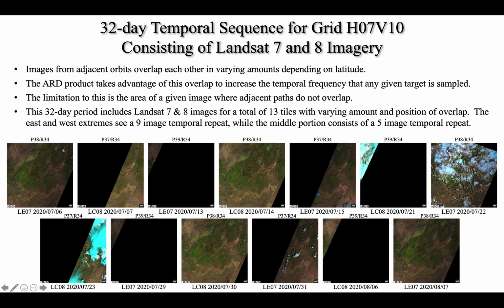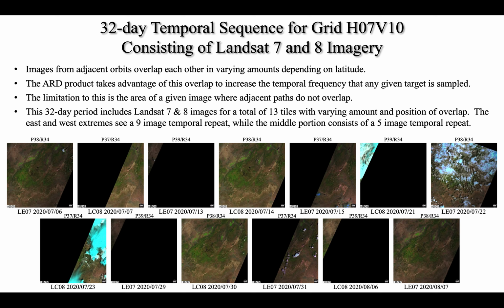By clipping only the portions of the adjacent images that fall within a specific ARD tile and storing each clip as an individual frame, the process reduces the work users need to do to identify, download, clip, and process overlapping images. In this example of a 32-day period, or 2 full Landsat orbital cycles, we have a total of 13 individual tiles with potentially usable data collected by Landsat 7 and 8.